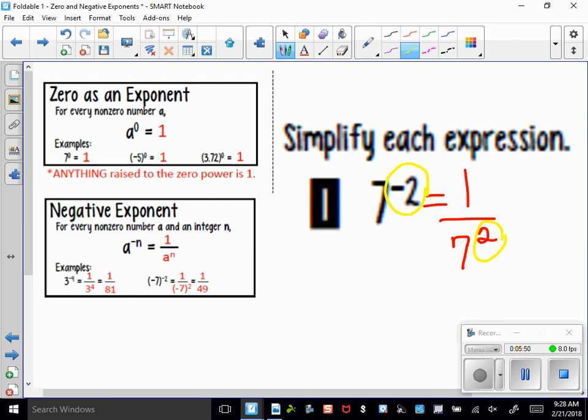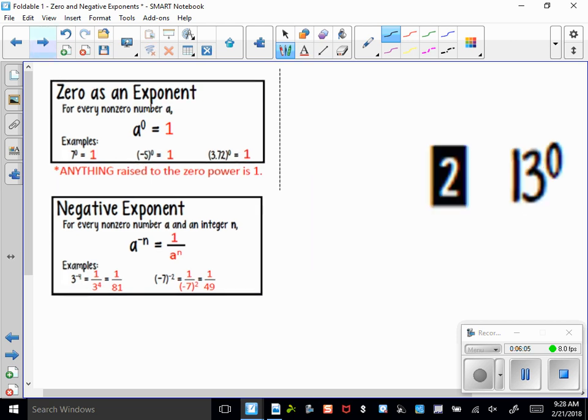Okay, what is the base here? 7. Very good. So now you will tell me that 7 times 7 is 49. So don't leave it as 1 over 7 to the second. You have to say 7 squared is 49. Okay. All right, the next one.